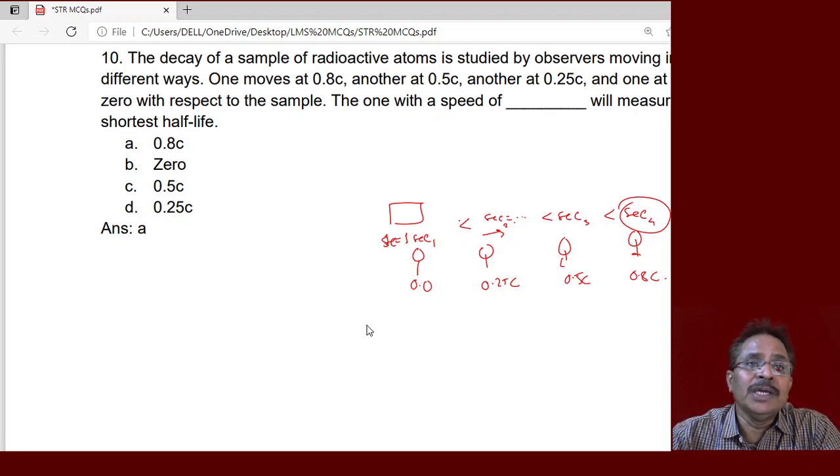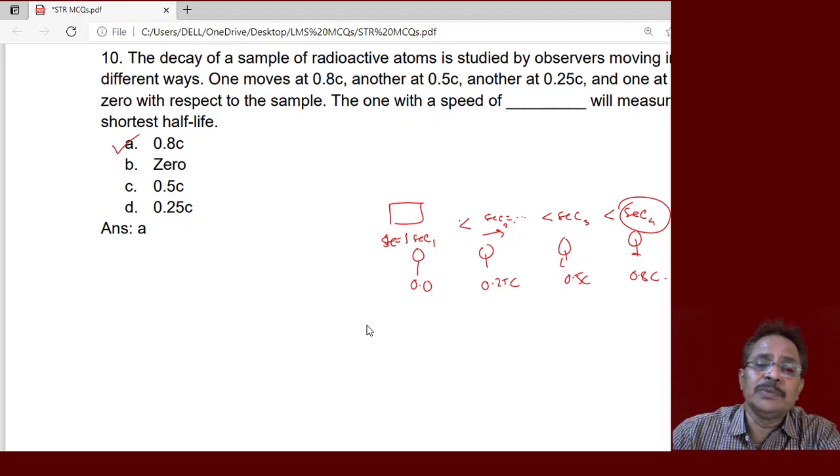That is what happens: the clock in motion appears to run slower, therefore the time measured by him will be smaller, and that is why the half-life measured by an observer will be shortest for this particular one. The correct answer of this question is 0.8 c. So the observer moving with a very fast speed approaching c will measure the half-life of that sample to be shortest. As we approach the velocity of light, this half-life will become shorter and shorter.